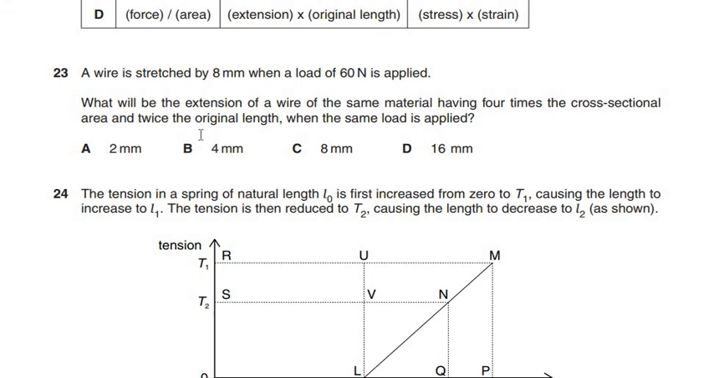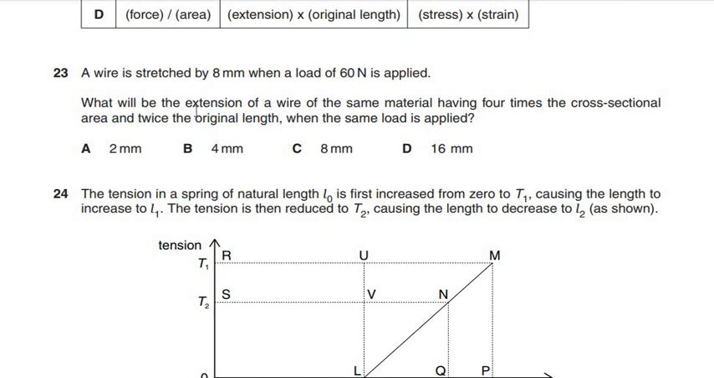of the same material having 4 times the cross-sectional area and twice the original length? Alright, so whenever you come across these sort of questions, what I would suggest is you look at the question and try to approach it from a unitary method perspective. So 8 millimeters, 60 newtons, right? So here what you do is, 4 times the cross-sectional area. If you were to apply a 60 Newton force on something with 4 times the cross-sectional area, it would extend by a factor of 4 times less. So if it's 8 millimeters, it would go down to 2 millimeters. So there you go. Then you read the next part of the question, and twice the original length.